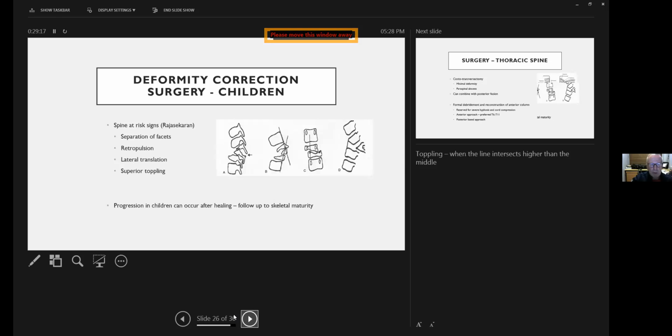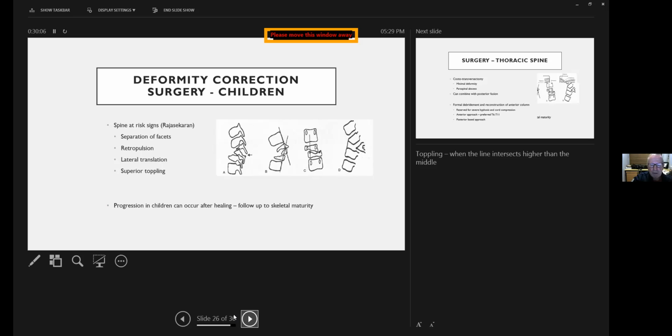In children, we spoke about the Rajasekaran spine at risk signs, and these are the 4. Dylan, when you did the quiz that you sent out, this is one of the questions. I think most people got the question with regards to lateral translation right, but weren't that sure about the others. So let's just look at these then. Separation of the facets, which is A. Retropulsion: if you draw a line along the back of the first normal lower vertebral body, and a line along the first normal upper vertebral body, where those lines intersect, if there's body involvement behind where those lines intersect, then you've got retropulsion.